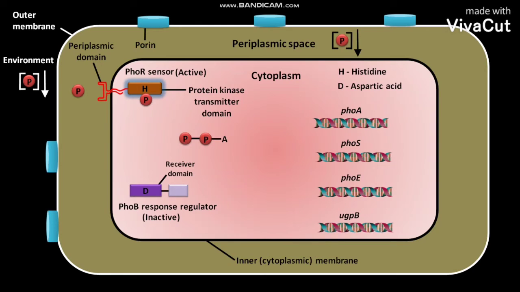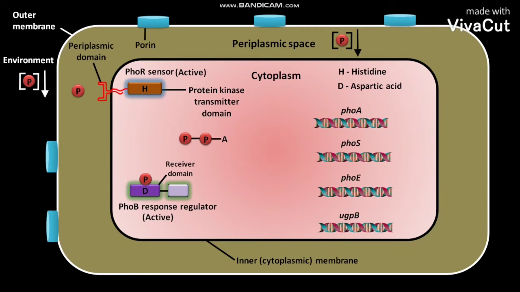The phosphate bound to the conserved histidine of the active protein kinase transmitter domain of PhoR sensor protein is then transferred to a specific aspartic acid present in the receiver domain of inactive PhoB response regulator protein. Due to this phosphate transfer, the conformation of PhoB response regulator protein changes. Due to this conformational change, the inactive PhoB response regulator protein becomes active.